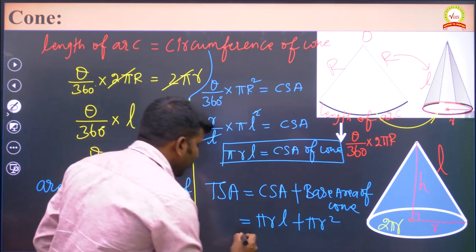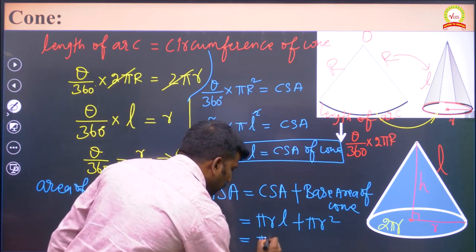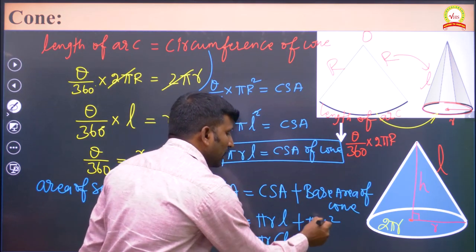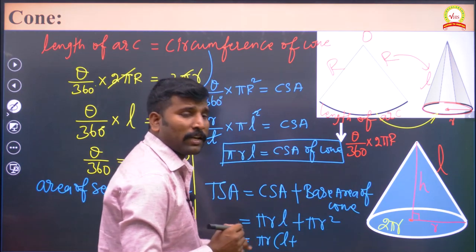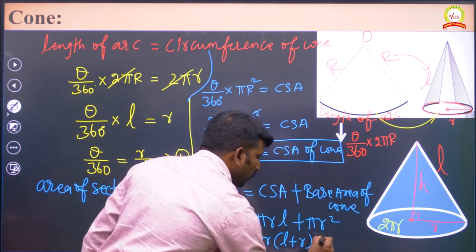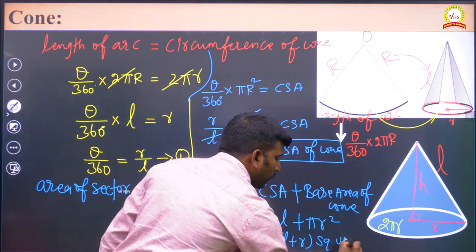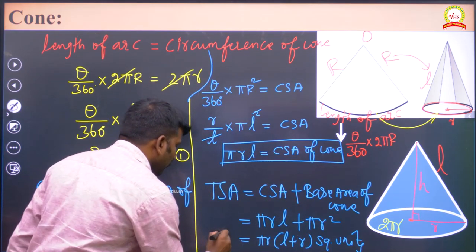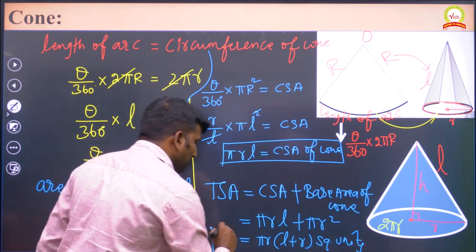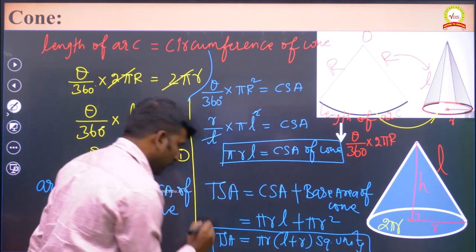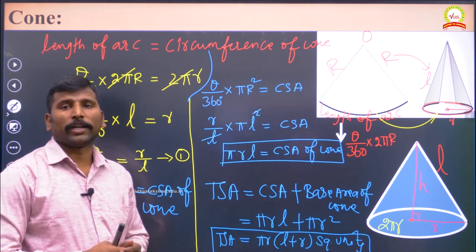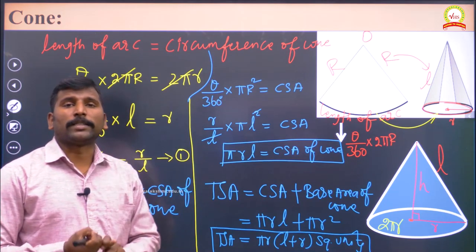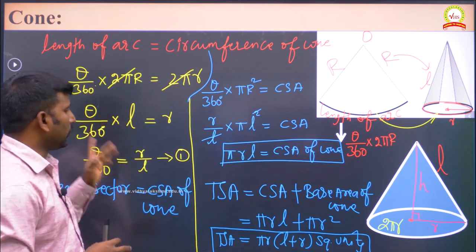What is common here? Pi r is common. When I take pi r outside, L remains in the first term, and from r square, taking one r outside leaves another r. These are all square units. So total surface area is equal to pi r into L plus r. So I got both CSA and total surface area on this page.